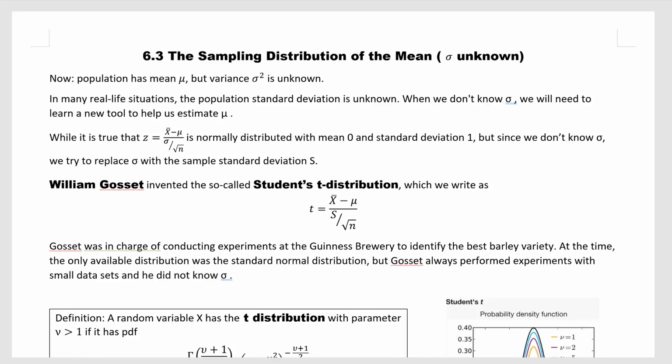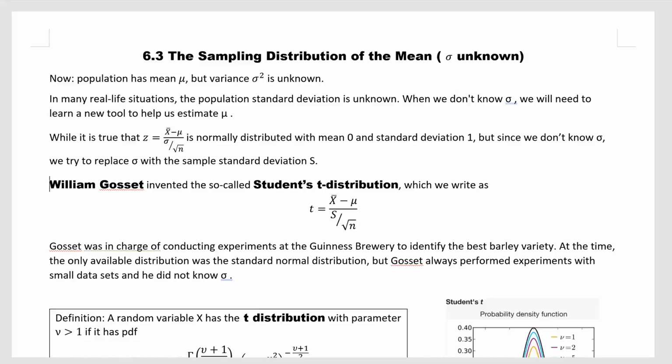Hi everyone! Today let's talk about session 6.3, the sampling distribution of the mean with sigma unknown, so we don't know the population standard deviation. We know the population has mean mu, but we don't know the variance or the standard deviation. In many real-life situations, the population standard deviation is unknown. When we don't know sigma, we will need to learn a new tool to help us estimate mu.